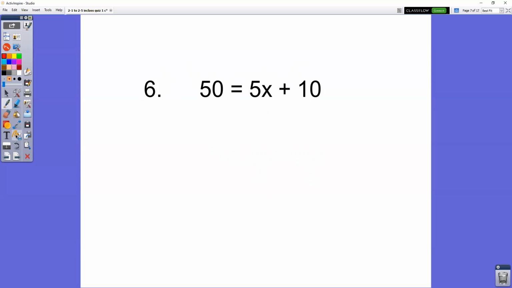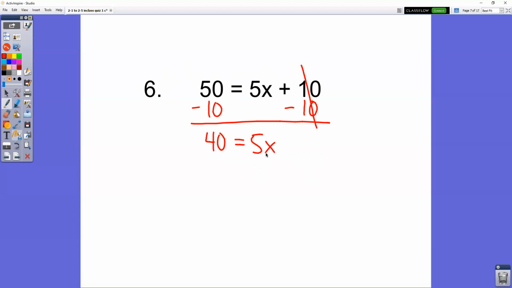Trying to get that 5x all by itself, you want to get rid of this plus 10 first by doing minus 10 and minus 10. Those 10s cancel out. 50 minus 10 gives you 40. Bring down your equal sign, bring down your 5x.